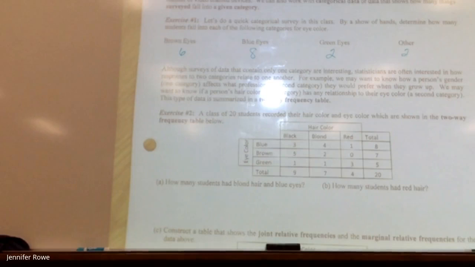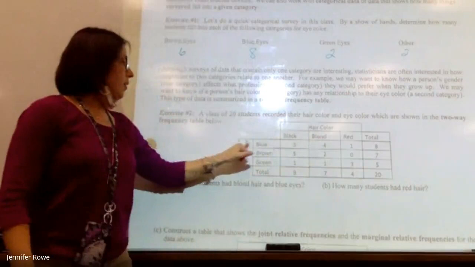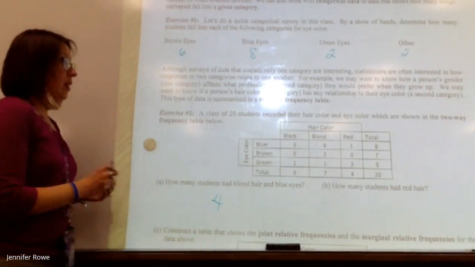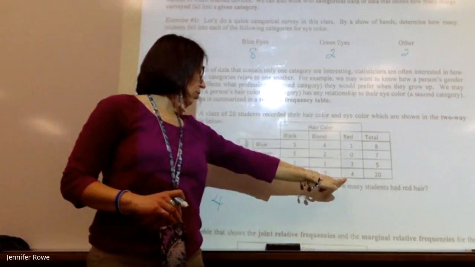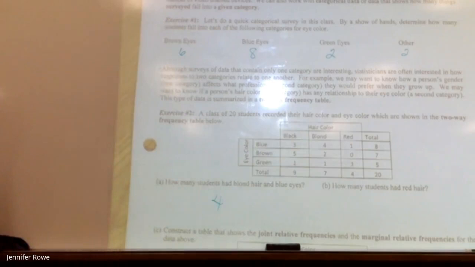Okay, so look at your chart. How many students have blonde hair and blue eyes? Four. Right there, correct? Blonde hair, blue eyes, four. How many students have red hair? Eight. Where are you getting eight? Oh, wait, no, there's four. I counted the total. Right? Four. Okay. Construct a table that shows the joint relative frequencies.